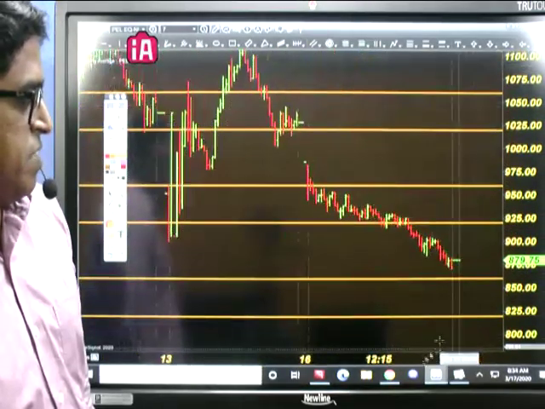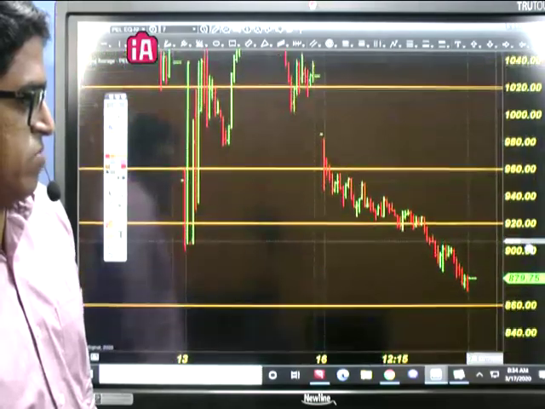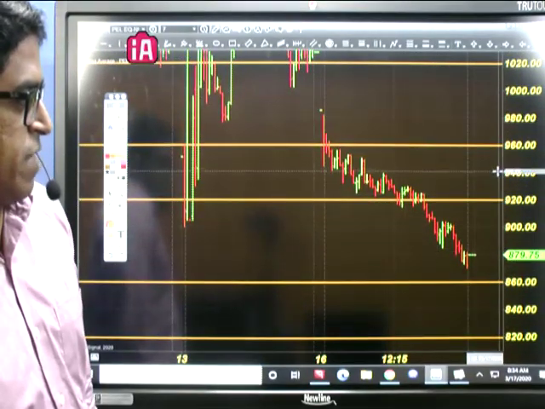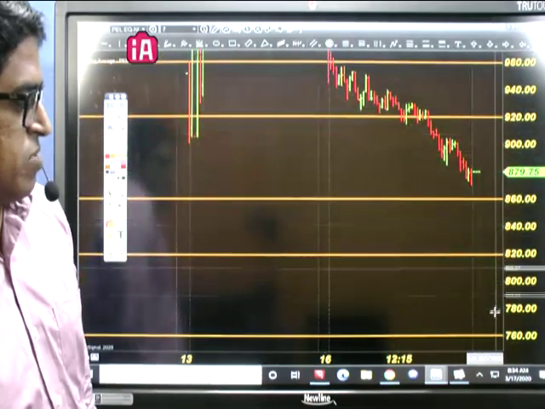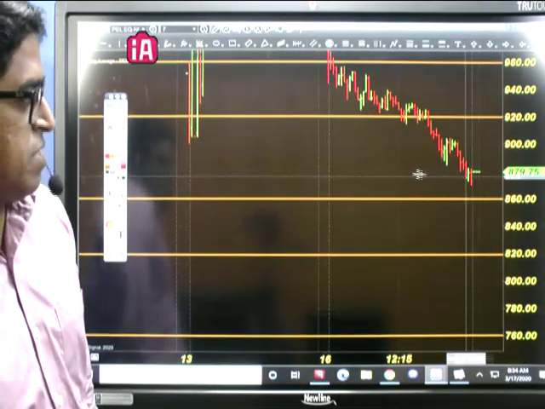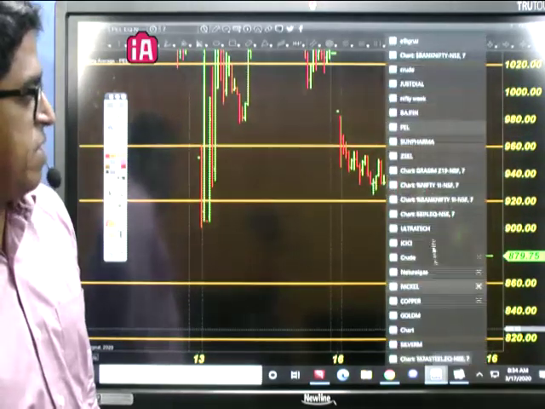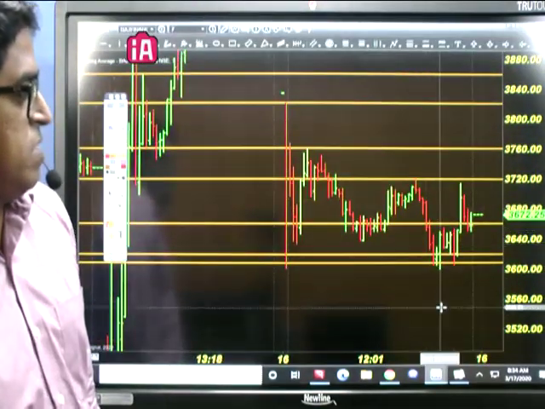For PL again, we feel that PL is a dropping stock and it could not withstand it. Sell till 920 by placing stop at 940, expecting the price to come and hit 820, 760, and everything can happen in PL. So PL, again, we expect PL to drop.